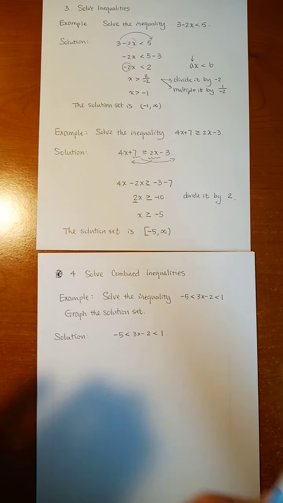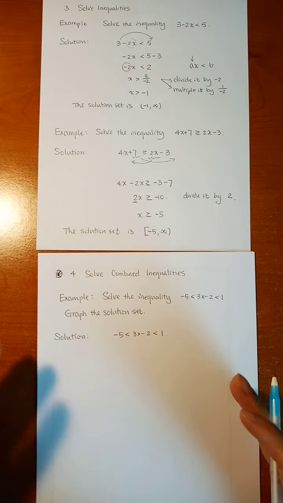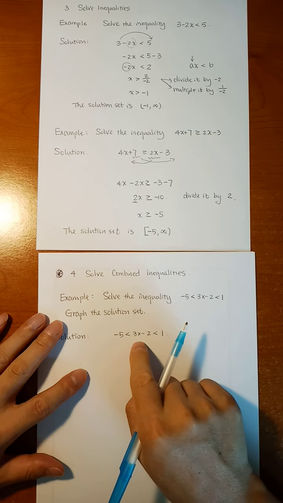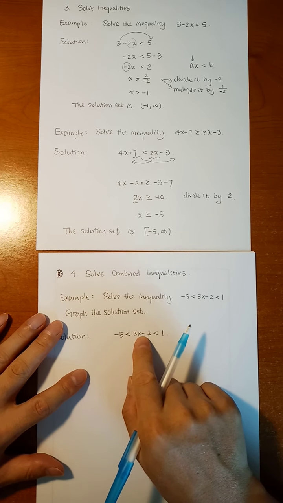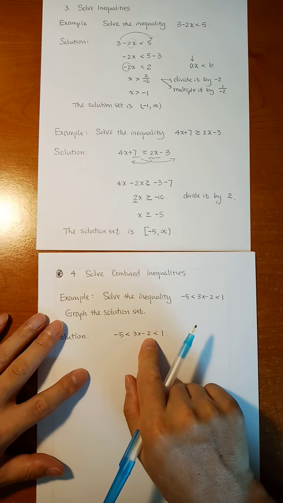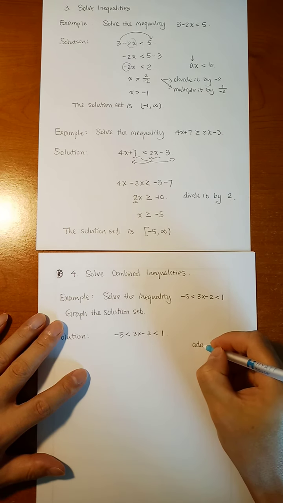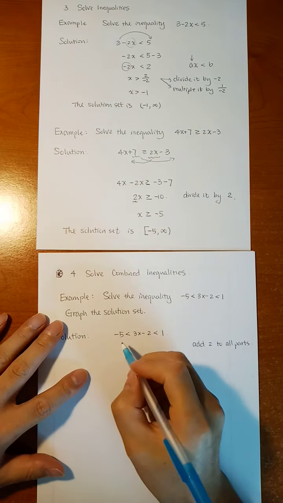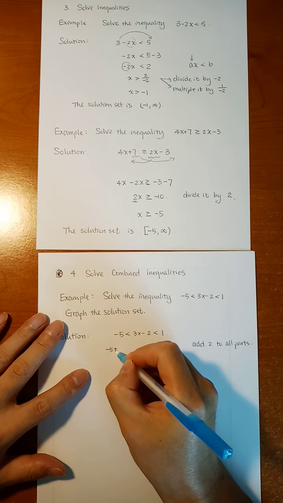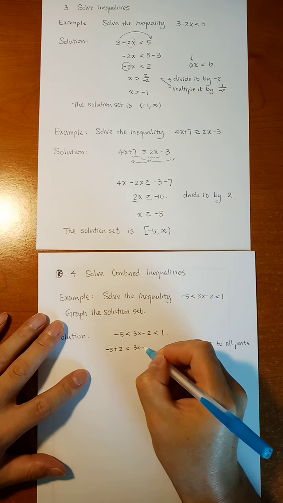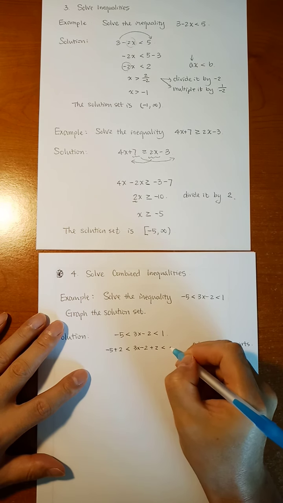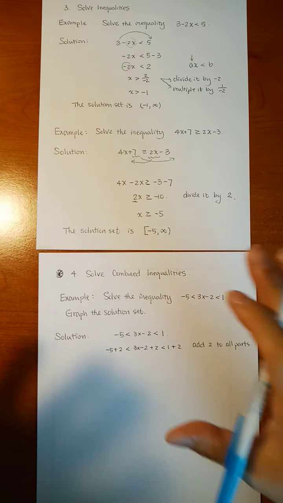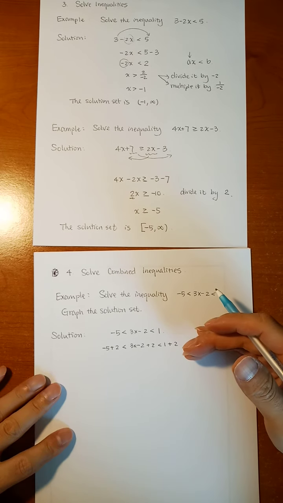We're going to apply some operation on the whole row. For example, the middle term has x, but it also has a number, 2. So we're going to add 2 to all parts. Negative 5, add 2. Less than 3x minus 2, add 2. 1, add 2. It's a shift. So you add 2 to all three parts, and you get the same inequality.